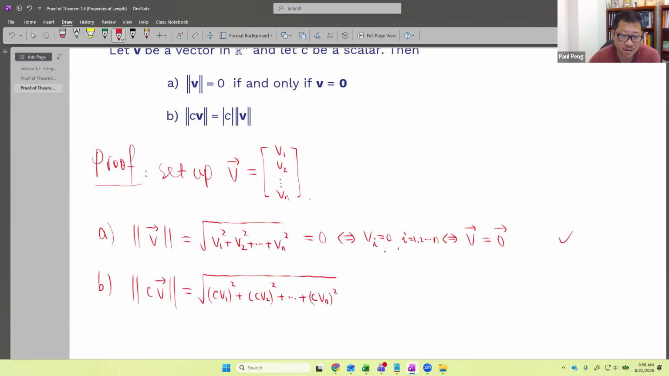We can factor out the c, so c squared. But when we factor c out of the square root, we definitely get the absolute value of c, and then what remains is v1 squared plus v2 squared, and so on to vn squared. So it is the absolute value of c times the length of the vector.